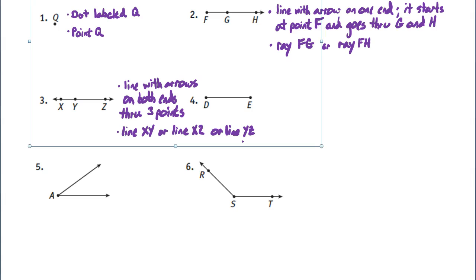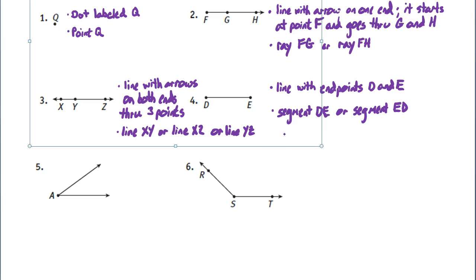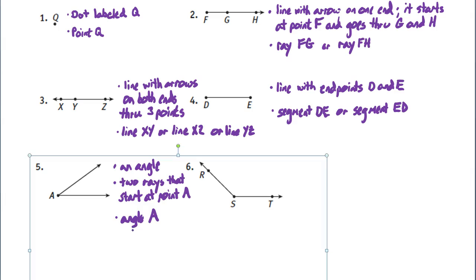Question 4, what do you see? I see a part of a line that has points at each end. Maybe you remember that this could be called segment DE, or it could be called segment ED. Now, question 5, I see an angle. Or another way to describe what I see, a point labeled A, and from that point there are two rays extending, creating a figure that is called an angle. Maybe you knew that you could call this angle A.